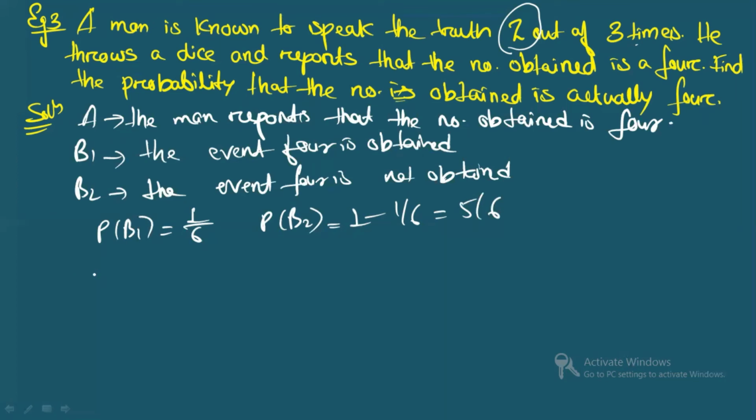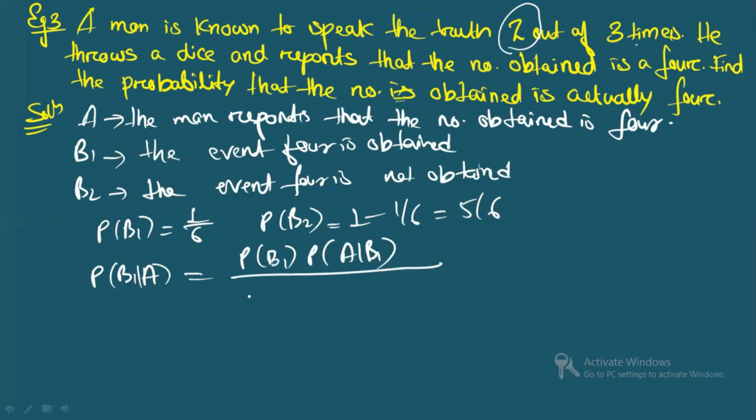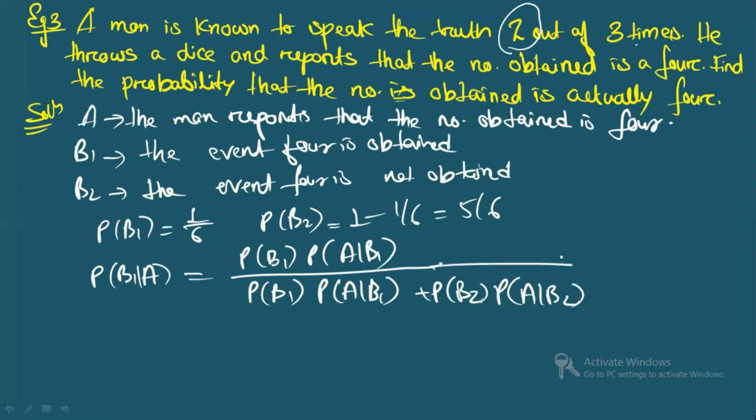So now we will write the formula. Probability that the number obtained is 4, that is probability of B1 given A, equals probability of B1 times probability of A given B1, divided by probability of B1 times probability of A given B1, plus probability of B2 times probability of A given B2. Clear?